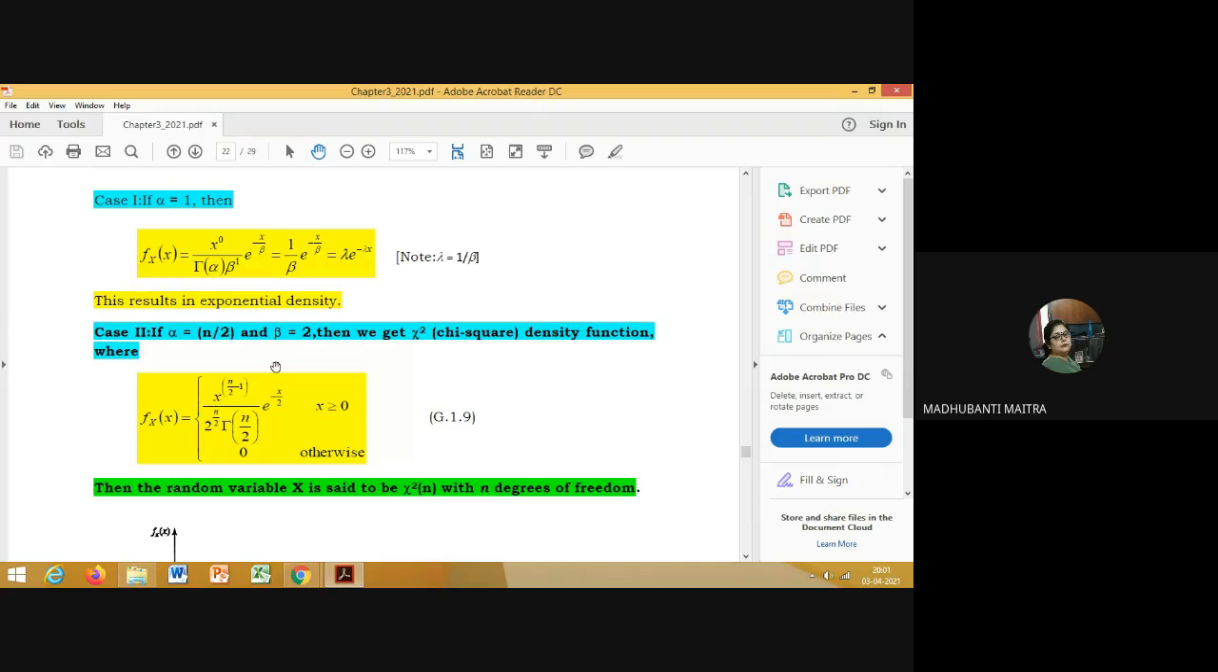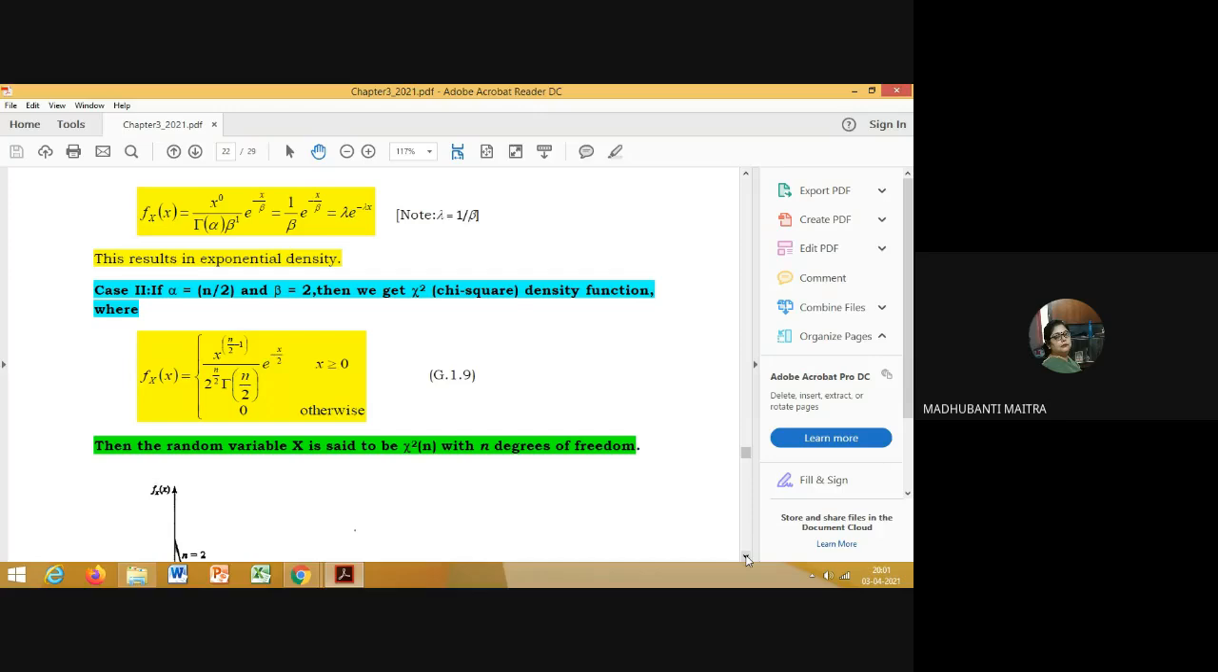Now, in the next one, the chi-square distribution is also a very important distribution, because in the other part we will study the chi-square test, t-test, etc. So if alpha is equal to n by 2, then it will be x to the power n by 2 minus 1, and beta is constant, that is 2. Then what we get is a chi-square density function. Then we say that the random variable x is following a chi-square distribution.